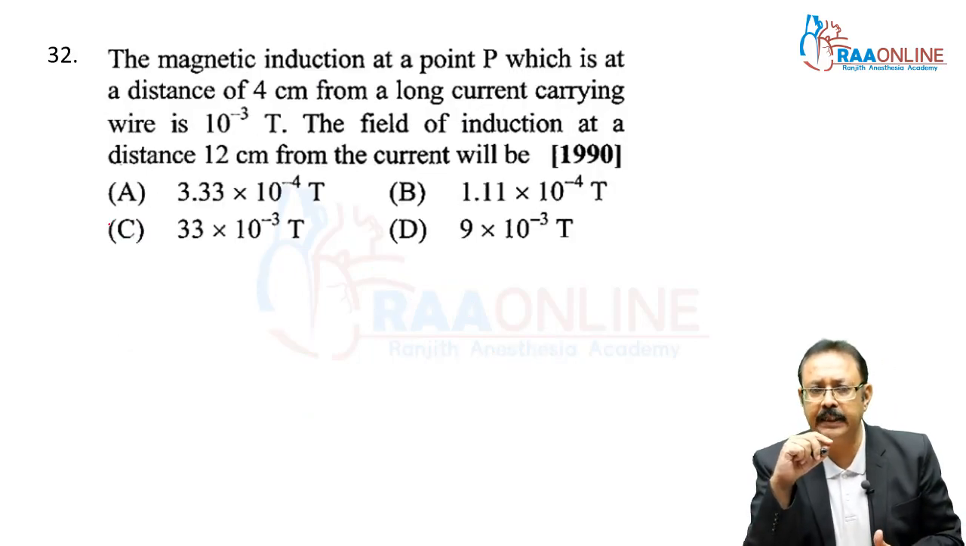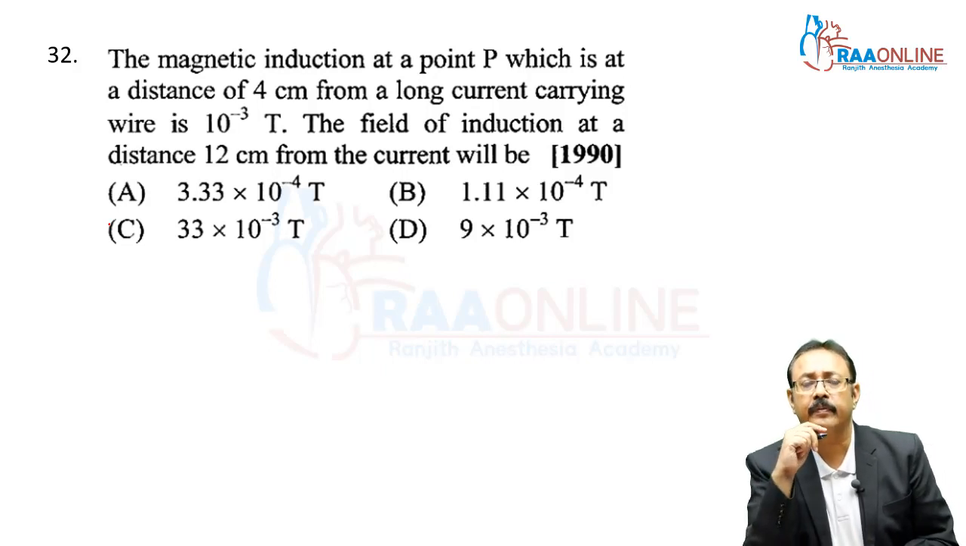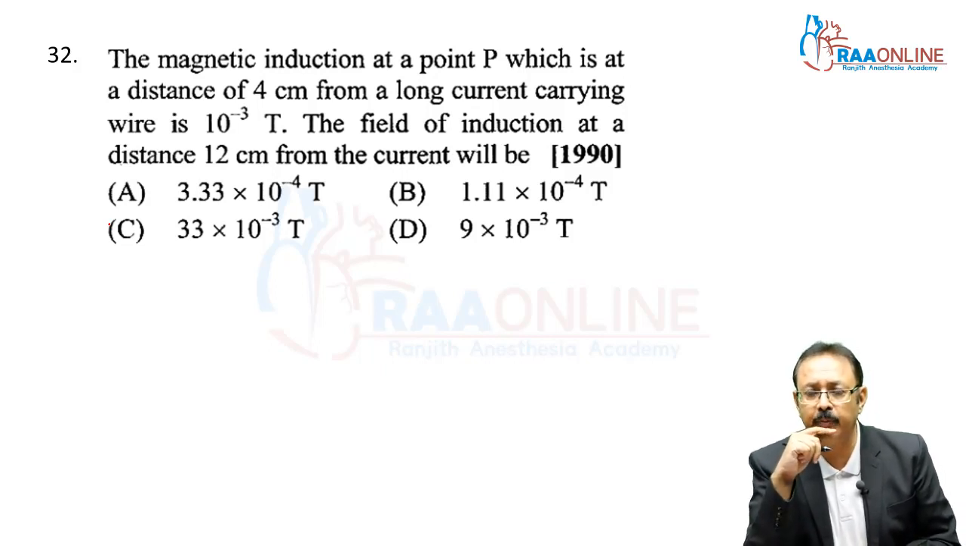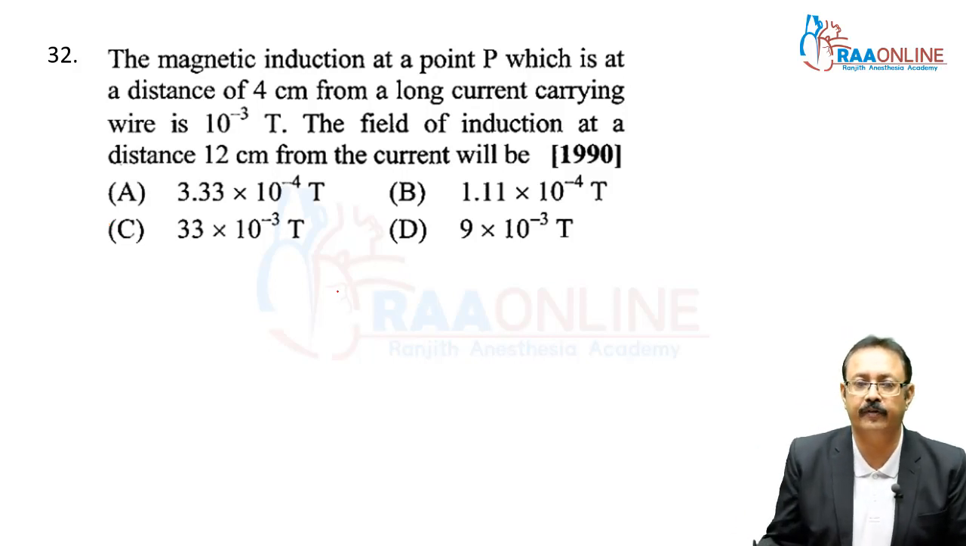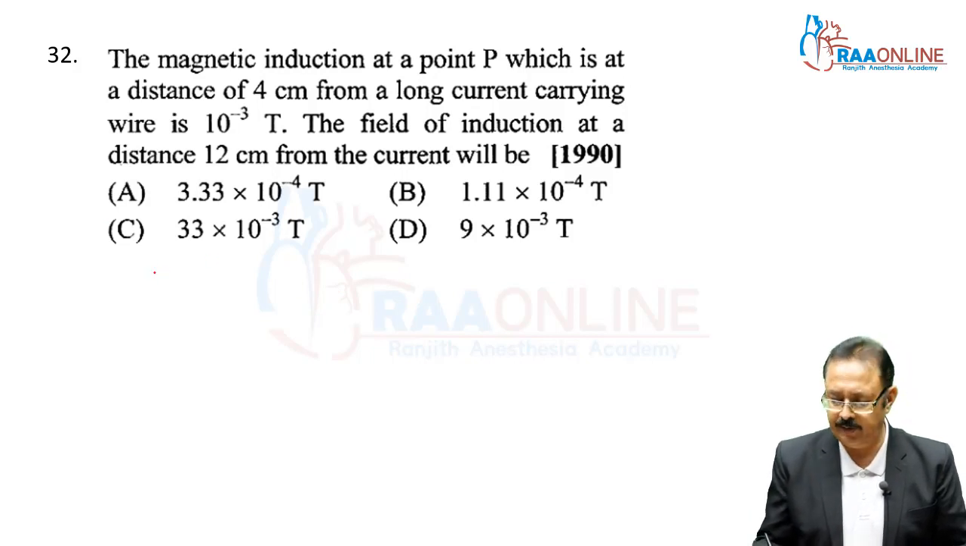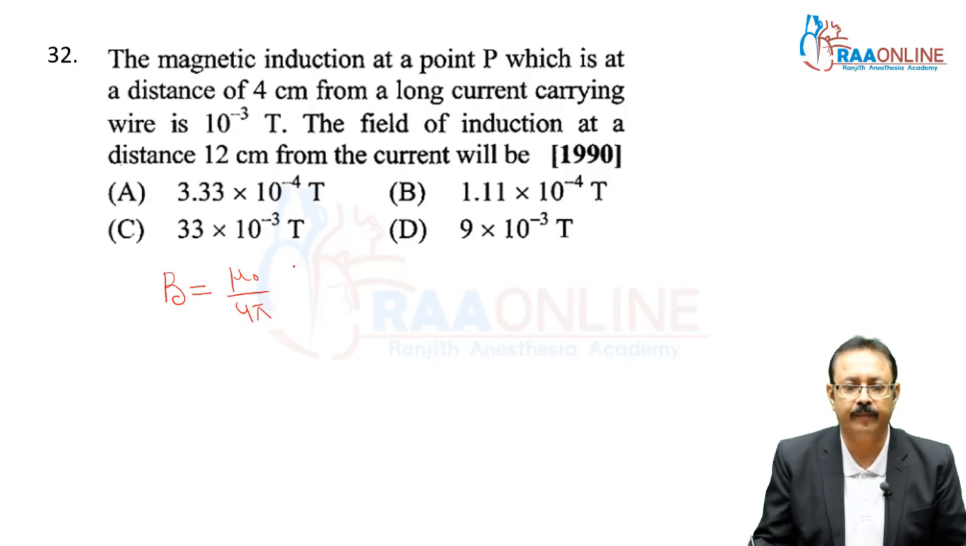Next, it is from 1990 AIPMT. The magnetic induction at a point P, which is at a distance of 4 cm from a long current carrying wire, is 10 to the power minus 3 Tesla. The field of induction at a distance 12 cm from the center will be C. You know the formula. At a distance d from a wire, magnetic field is given by mu naught upon 4 pi, 2I by d.